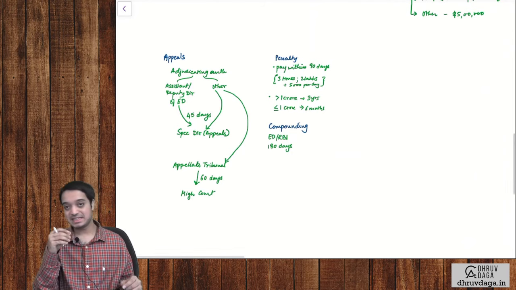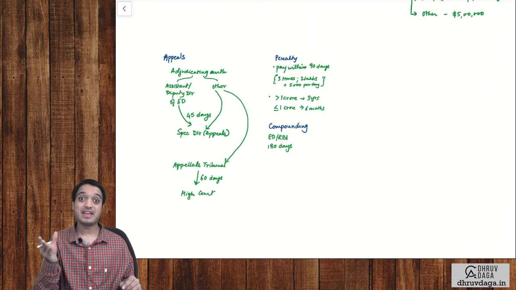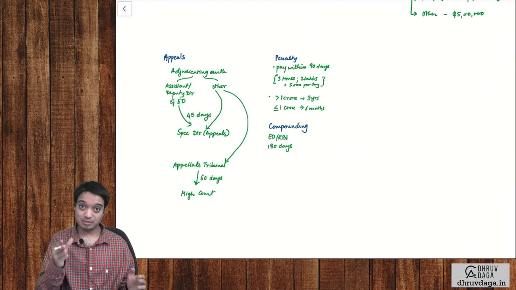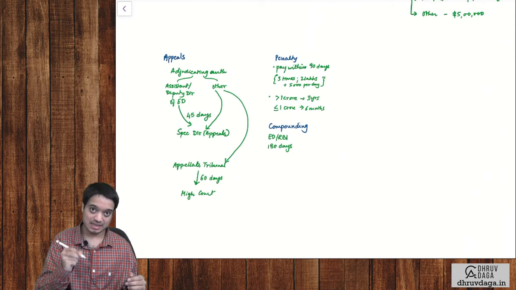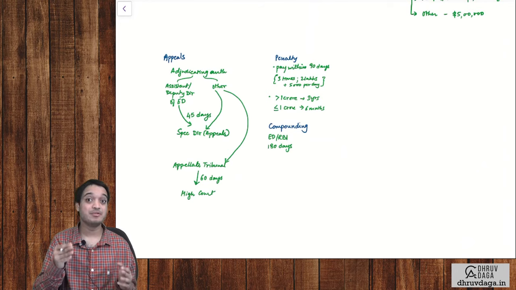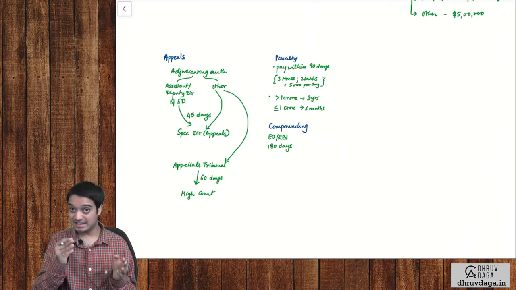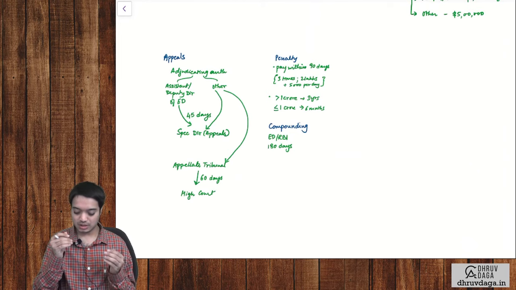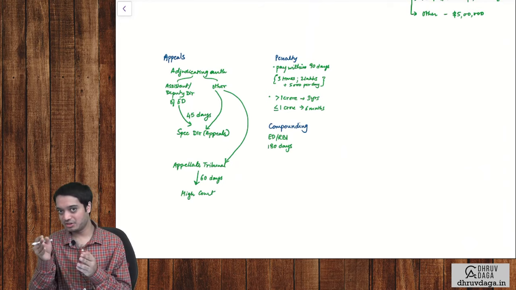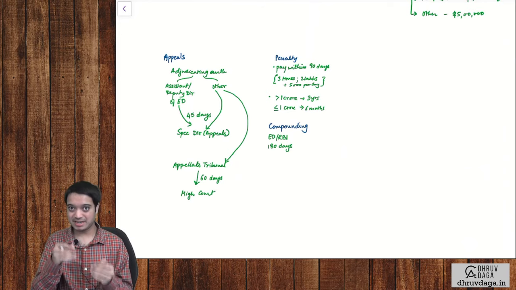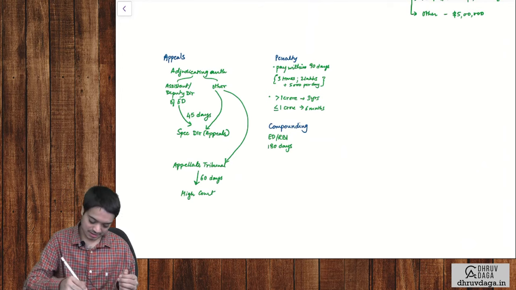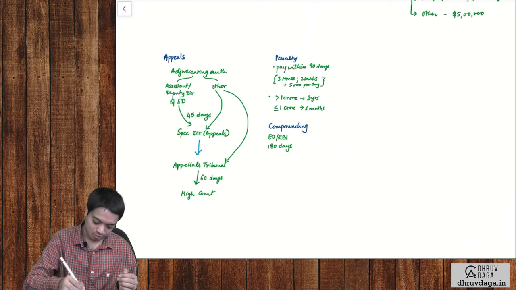Now we come to a miscellaneous portion of this chapter. If any appeals need to be made, you need to see who was the adjudicating authority. If the adjudicating authority was an assistant or deputy director of the Enforcement Directorate, then the appeal goes to a special director appeal. However, if it was another adjudicating authority or it was the special director appeal, then it will go to the appellate tribunal.